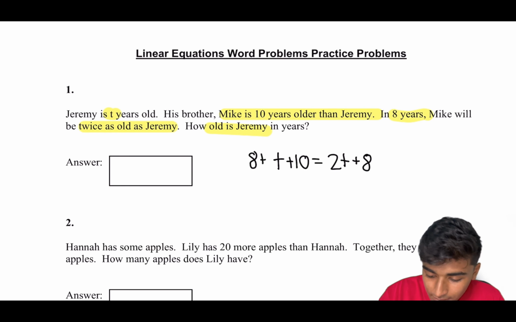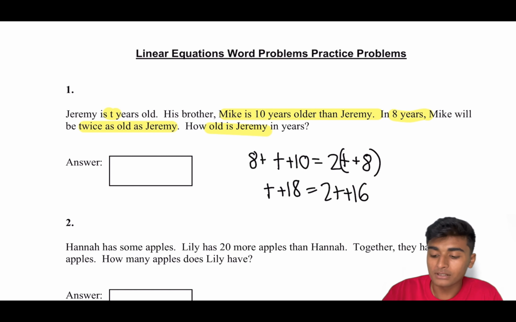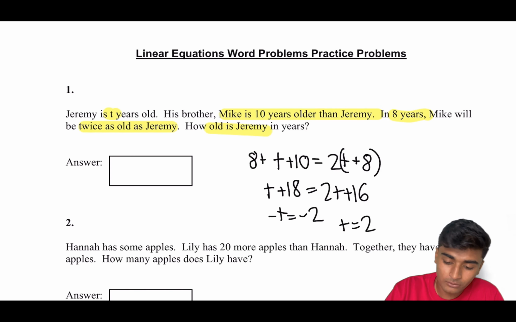This means we get t plus 18 equals 2t plus 16. You got to remember that you have to use the distributive property on the right side. Then we can combine like terms and solve, giving us negative t equals negative 2 and t equals 2. Therefore, Jeremy's age is 2 years old.